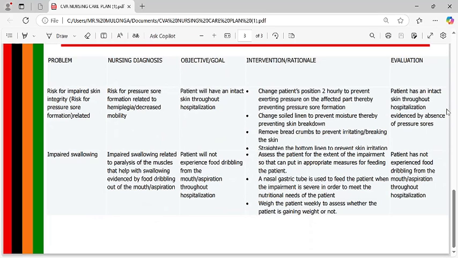And lastly, our problem will be risk for impaired skin integrity, which can also be put as risk for pressure sore formation. So I'm sure the most common one that we know of is risk for pressure sore formation. So we move to the nursing diagnosis. Nursing diagnosis: risk for pressure sore formation related to hemiplegia or decreased mobility.